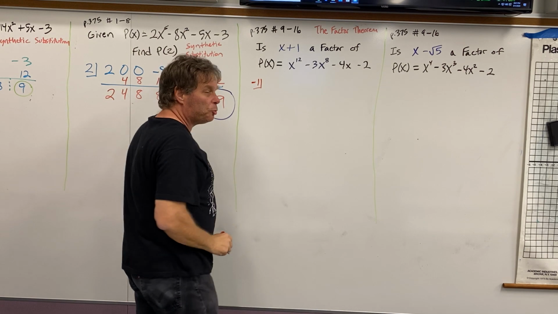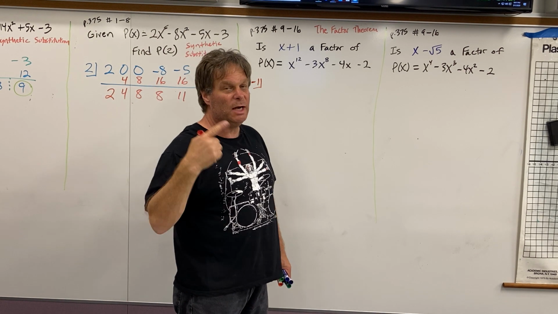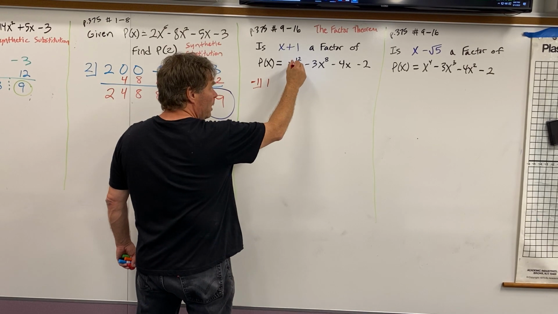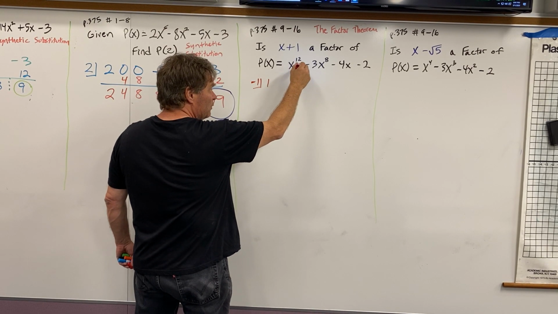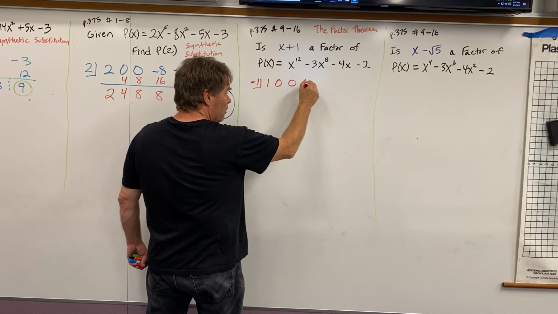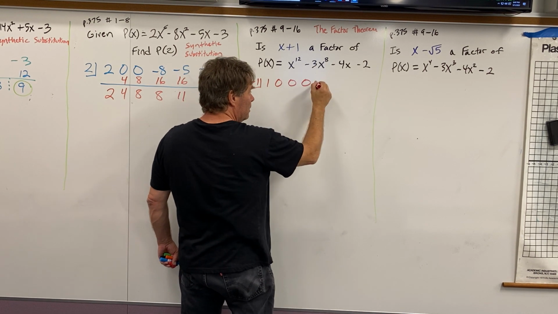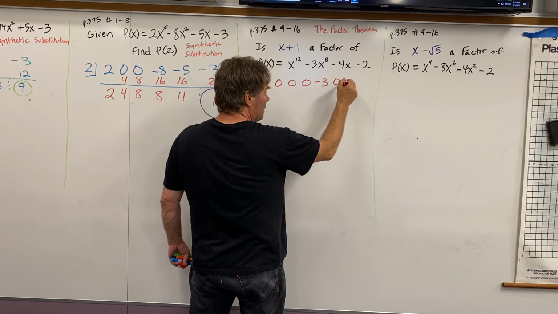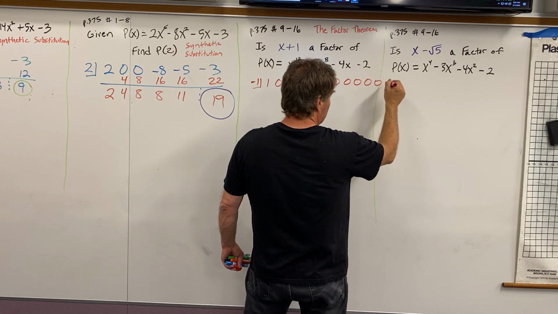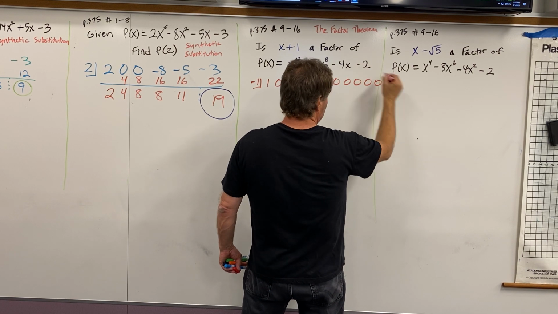-1. Here's the problem with doing synthetic division on this. You'd have to go, okay, it's 1x to the 12th, right? Is there an x to the 11th? No. How about 10? No. How about 9? No. Is there an 8th power? Yeah, -3. How about a 7? No. How about 6? No. How about 5? No. How about 4? No. How about 3? No. How about 2? No. How about 1? Yes, -4.